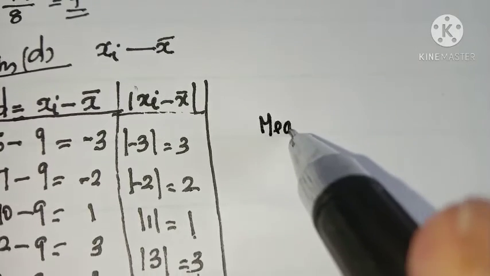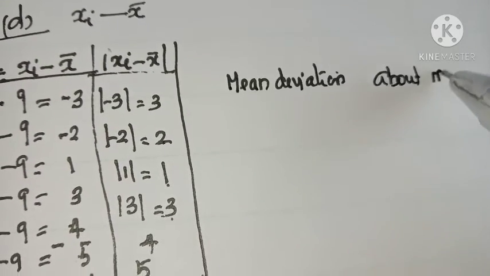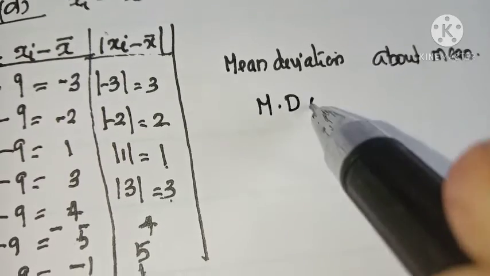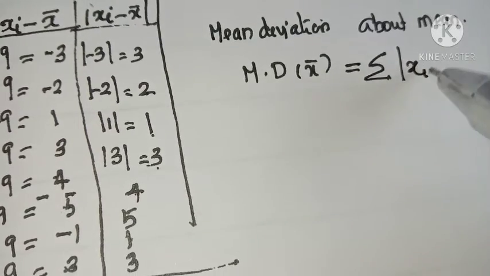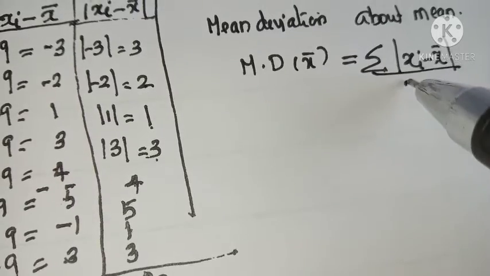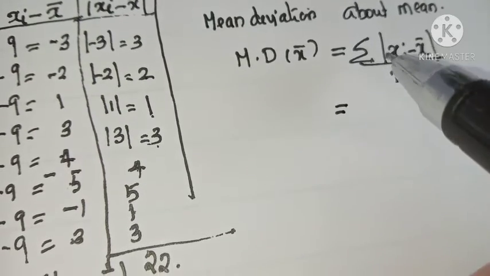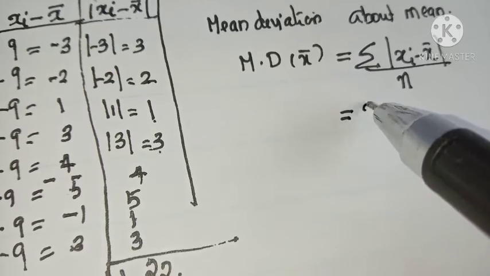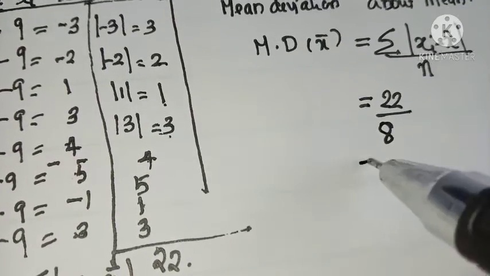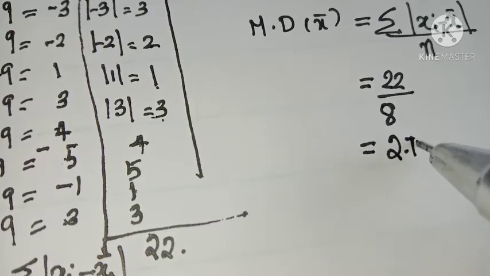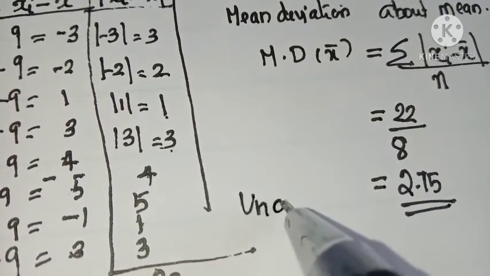So listen, the mean deviation about the mean is obtained by sigma mod xi minus x bar divided by n. The sum of these mod xi minus x bar is equal to 22. n is the number of observations, that is 8. So 22 by 8 is equal to 2.75. So this is the mean deviation about the mean for ungrouped data.